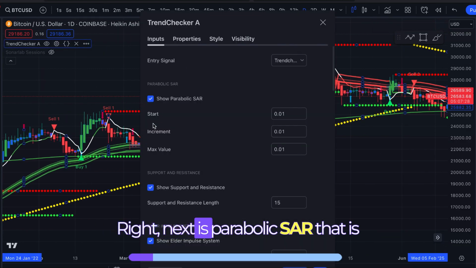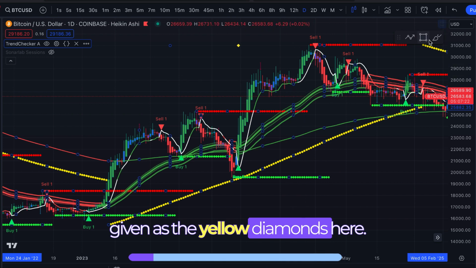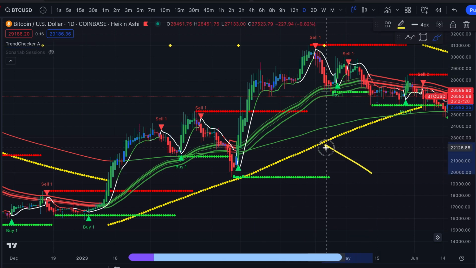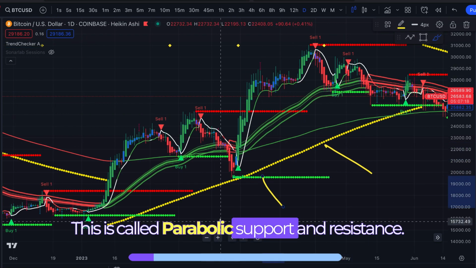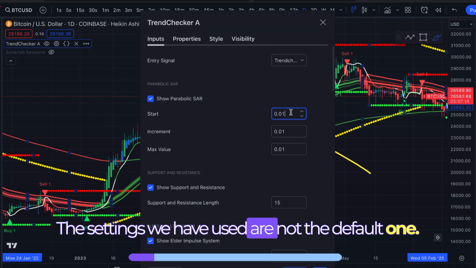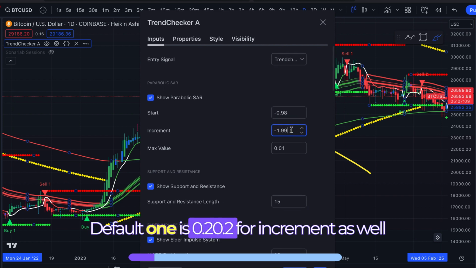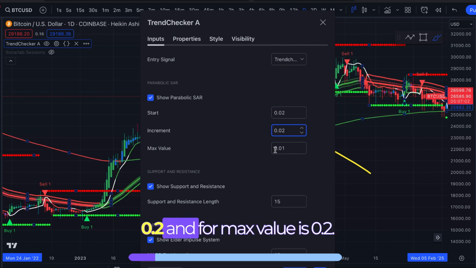Next is parabolic SAR, which is given as the yellow diamonds here. This is called parabolic support and resistance. The settings we have used are not the default ones. The default is 0.02 for start, 0.02 for increment as well, and the max value is 0.2.